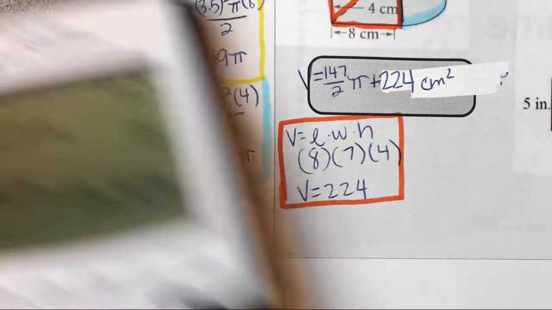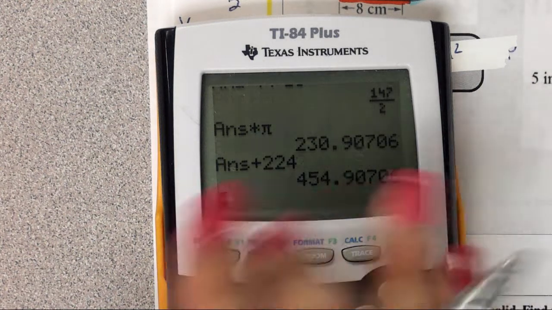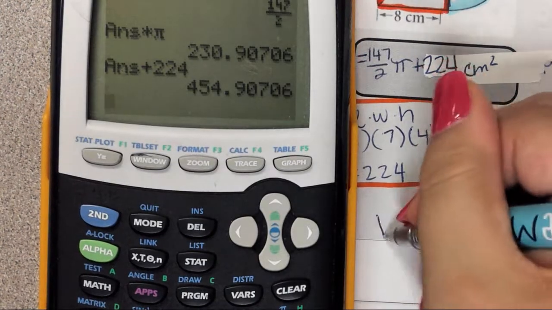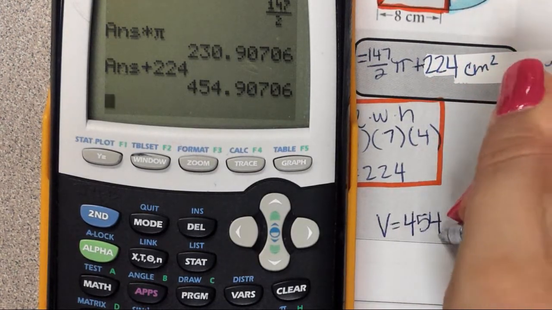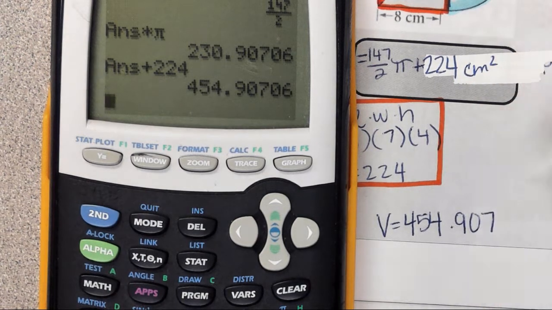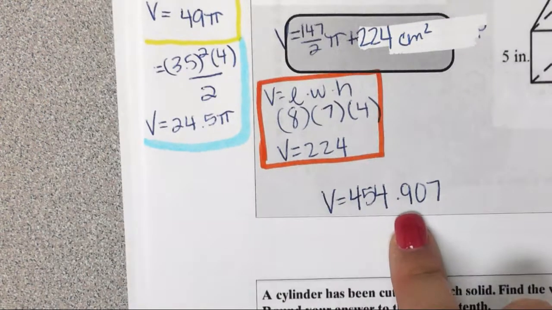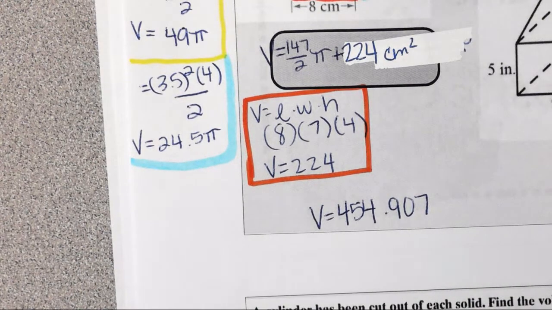Centimeters cubed. And then here, plus 224. Here would be my volume total. I have a question. How come the exact answer is a fraction and not a decimal? Because when you take a decimal, you're rounding it, which isn't exact. That makes sense? Okay. All right.